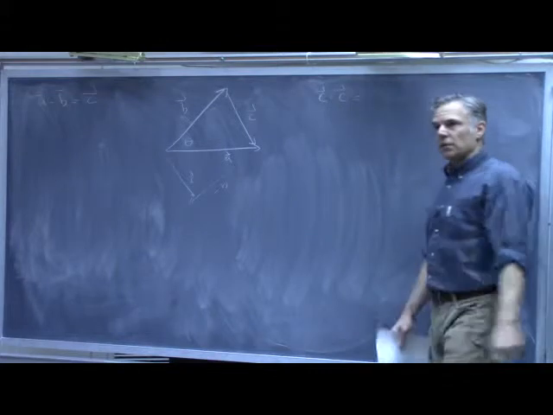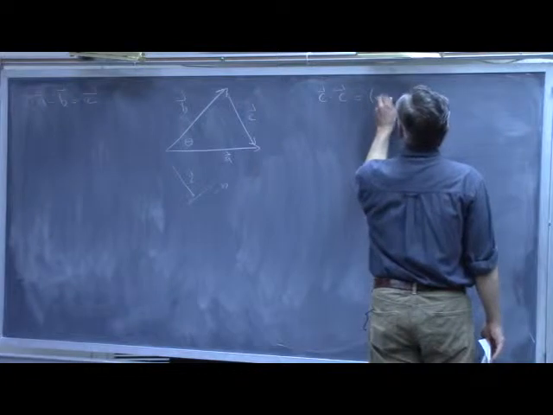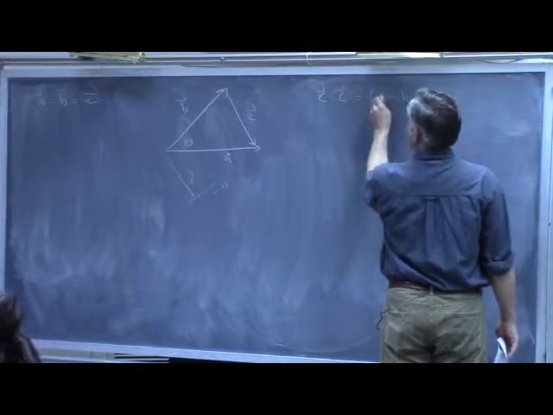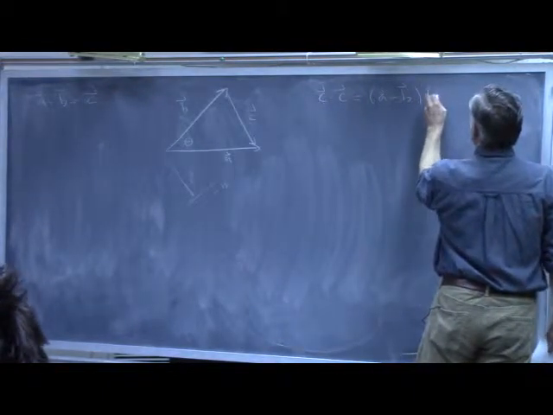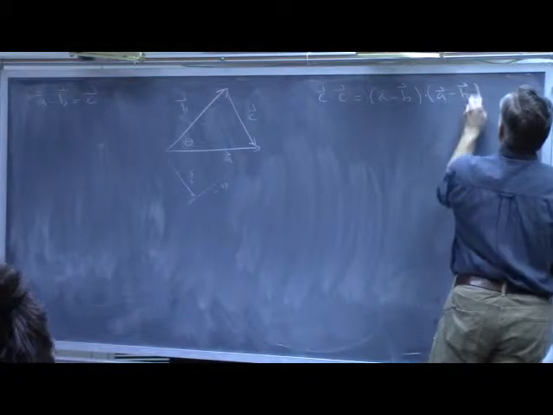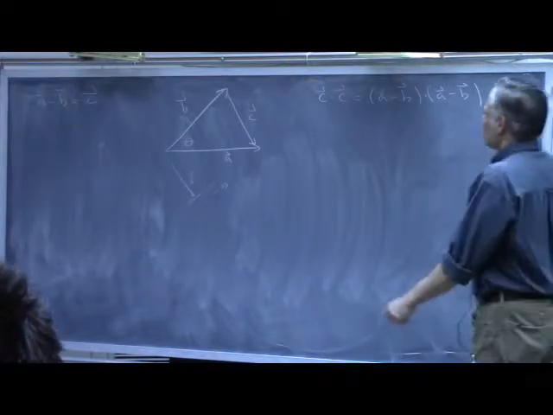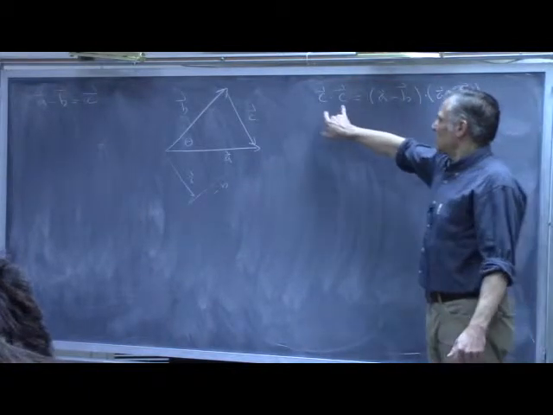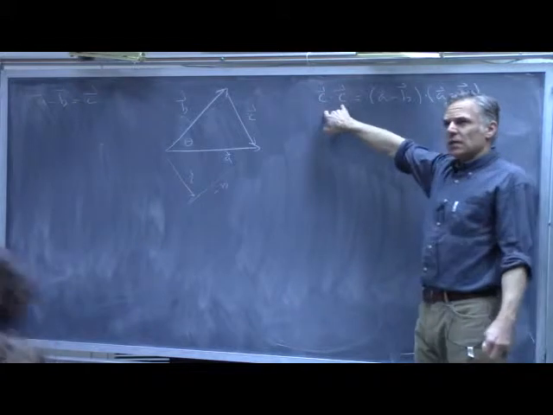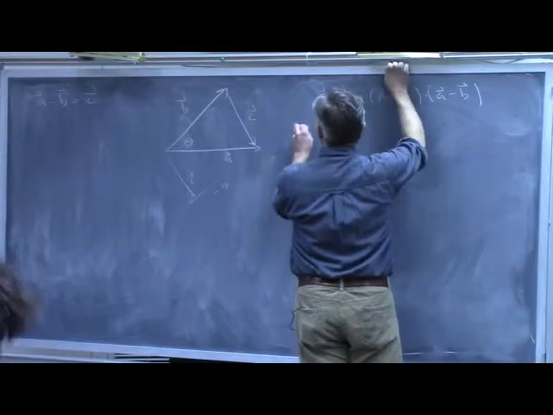I'm going to take C and dot it into itself. I mean, why not? And, well, C is A minus B. So that's the same as A minus B dotted into A minus B. All right. So let's do the left-hand side first. C dot C, what does that give me? C magnitude squared. C magnitude squared, yep.